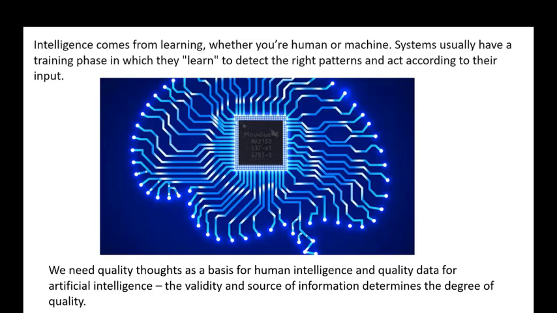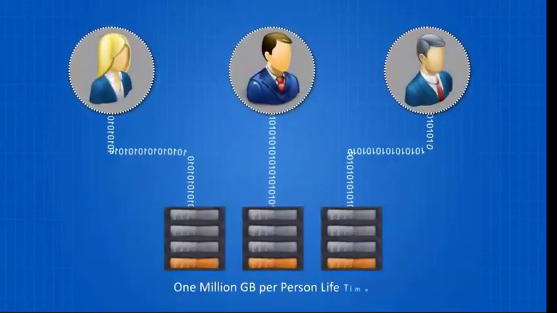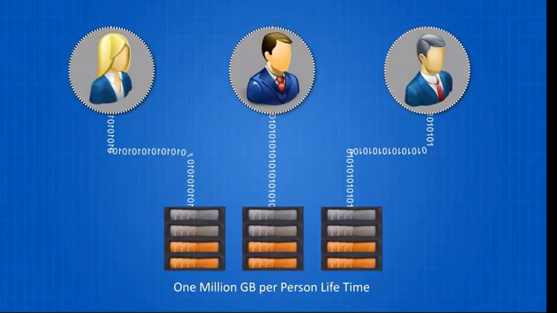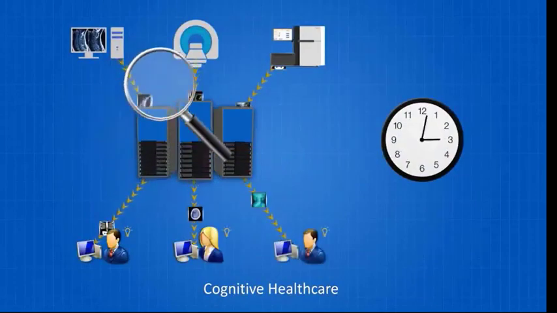Intelligence comes from learning, whether you're human or a machine. Systems usually have a training phase in which they, quote-unquote, learn to detect the right patterns and act according to their input. We need quality thoughts as a basis for human intelligence and quality data for artificial intelligence. The validity and source of information determines the degree of the quality.